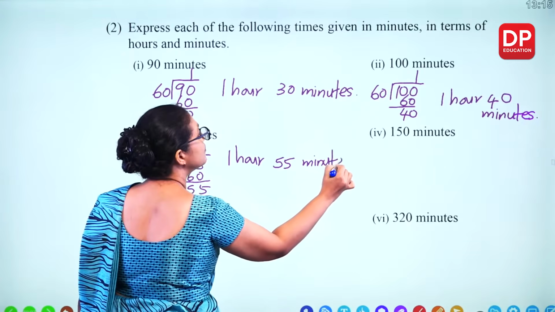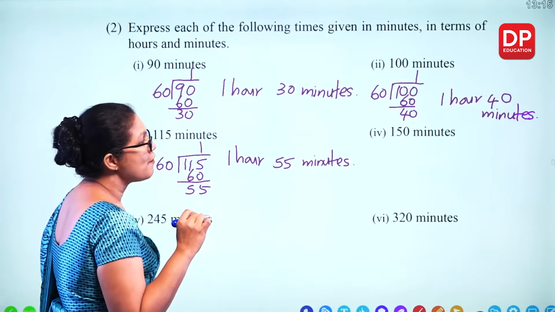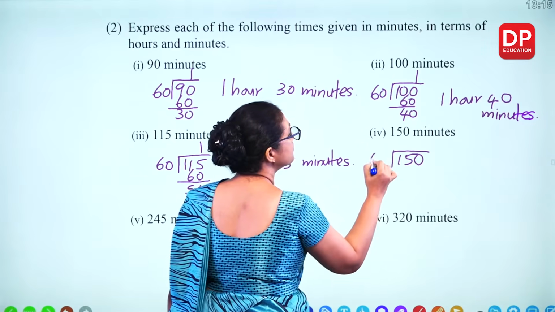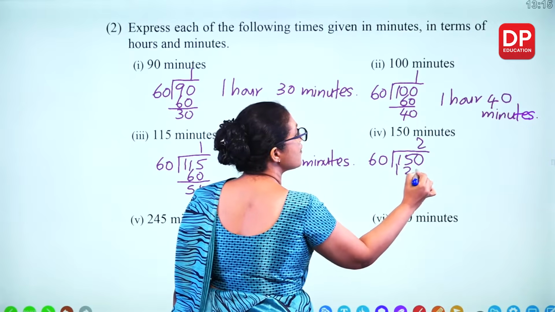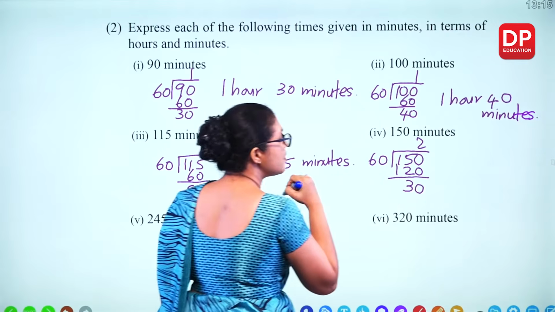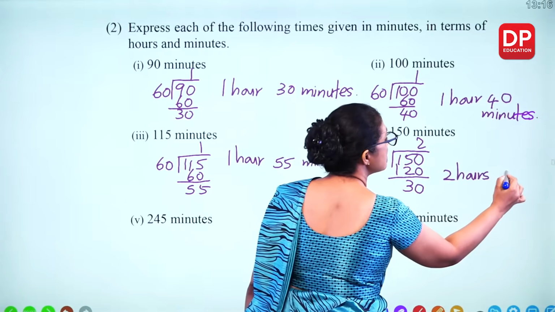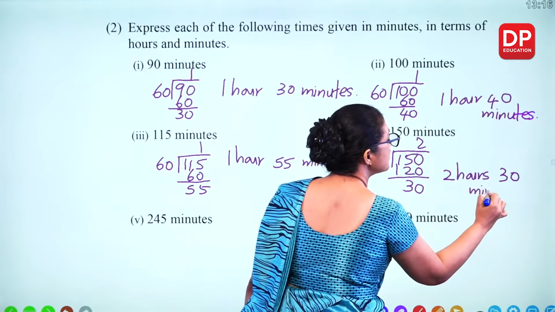150 minutes. 150 divided by 60, 2. You get 120 and 30 remaining. 2 hours and 30 minutes.